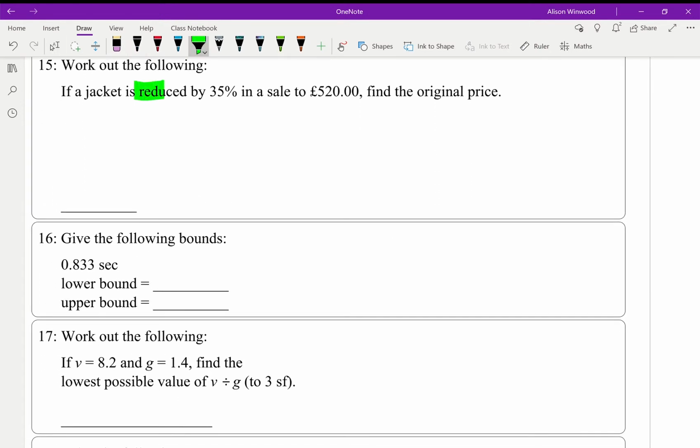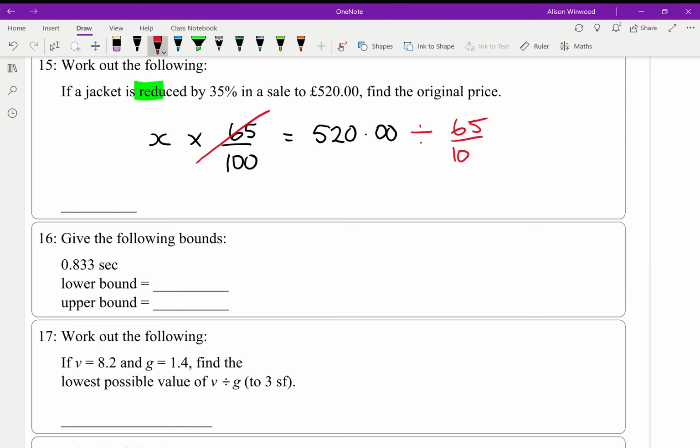We've had a reduction, so 100 subtract 35 is 65%. We don't know its original price, but we know it ended up at 520. Opposite of multiply is divide. So the price was £800.